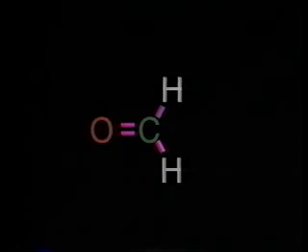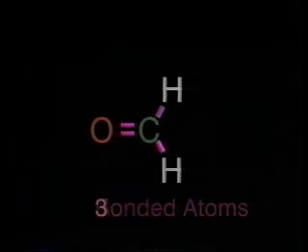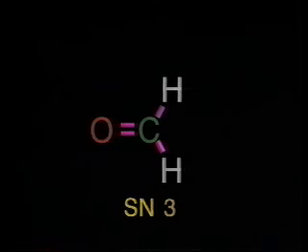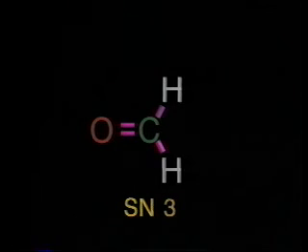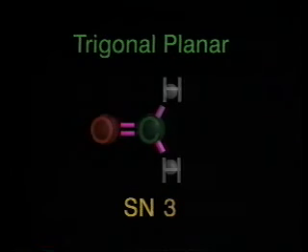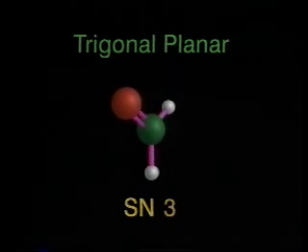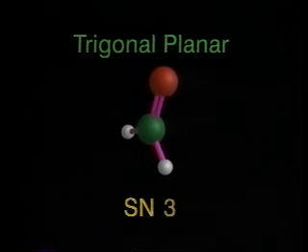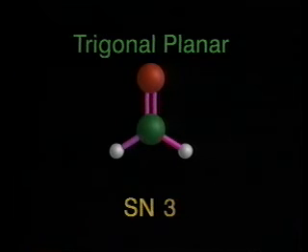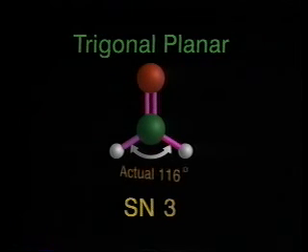Formaldehyde, CH2O, has 2 single bonds and 1 double bond. The steric number of 3 predicts a trigonal planar shape. The double bond, however, acts similarly to a lone pair, repelling the bond pairs and decreasing the ideal 120-degree bond angle to an actual bond angle of 116 degrees.